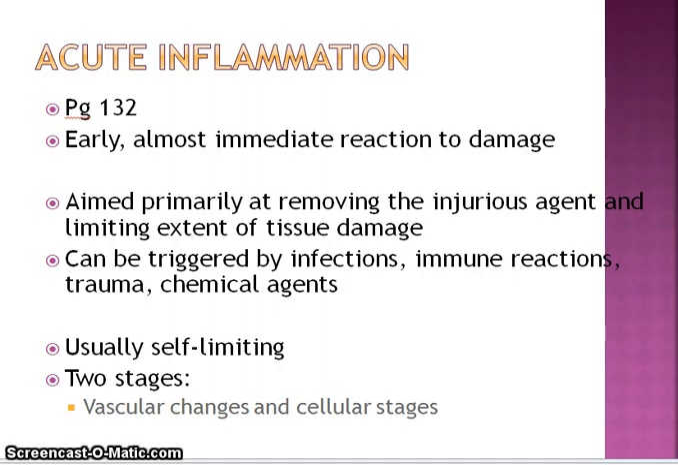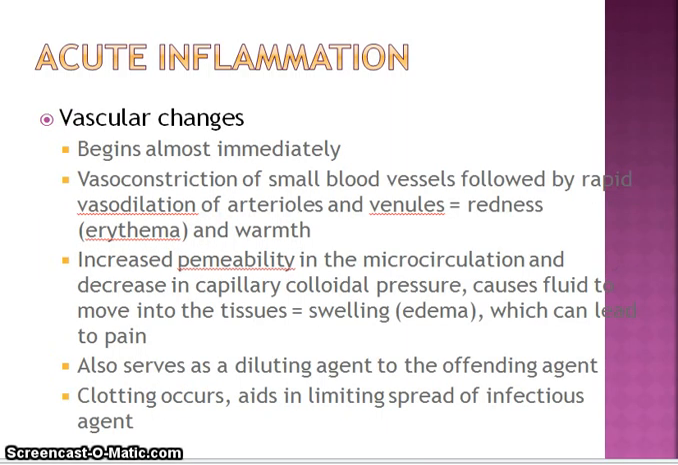It's usually self-limiting, and it has two stages, vascular and cellular changes. Vascular changes begin almost immediately. First, you have a constriction of small blood flow, and then you have a rapid vasodilation of the arterioles and venules in the area. So first you constrict to try and contain the problem, and then your blood vessels open up and dilate, and that is to get your white blood cells, platelets, all those things to the site to start battling the injury or the infection.